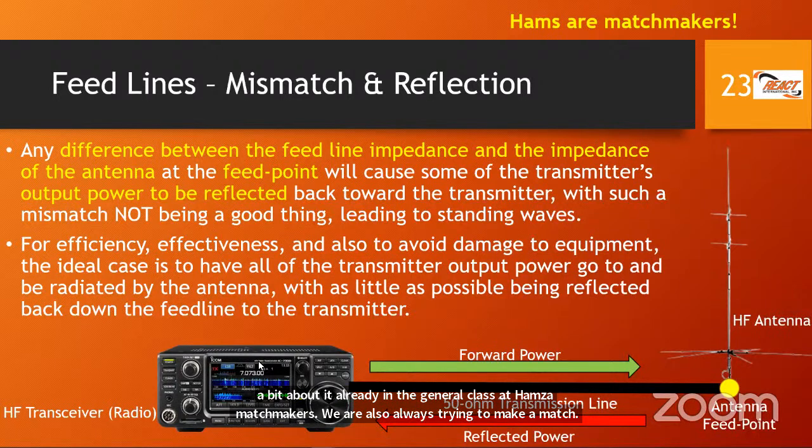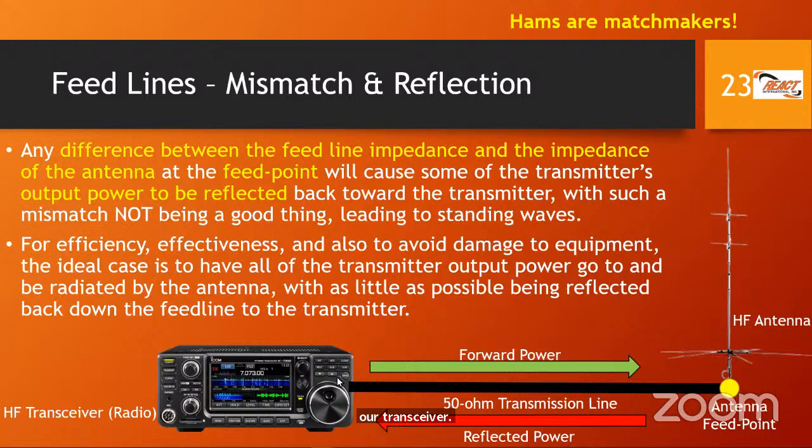We are trying to match the output impedance of our transceiver. This is our transceiver or our radio that has a transmitter, and it's designed in such a way that the output impedance is 50 ohms. So therefore we tend to use a 50 ohm transmission line or 50 ohm feed line. And we are hoping that the antenna itself, the feed point of this antenna, also has a 50 ohm feed point. It's not always so. Sometimes it's so, or sometimes we can make it so. Sometimes we have to help it along. But that's what we are trying to match.